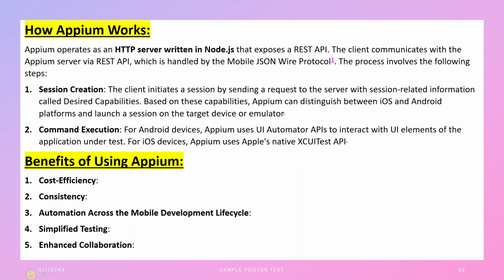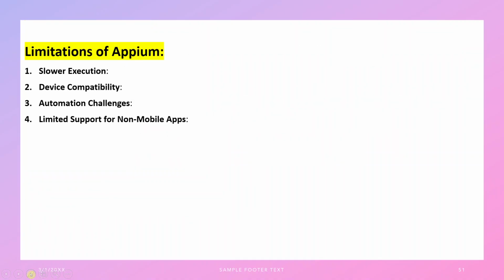Okay, and next part is the limitations of Appium. The first limitation is slower execution. Why is it slower? As you know, the Appium architecture is a multi-level architecture. I am sending a request from the client to the server. From the server, it will identify the platform, and based upon the driver, it is sent to the end device.